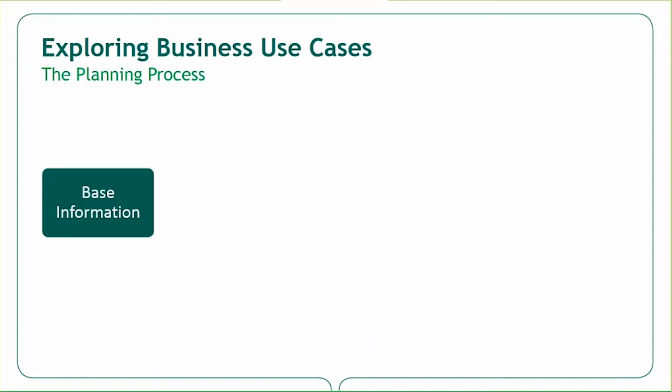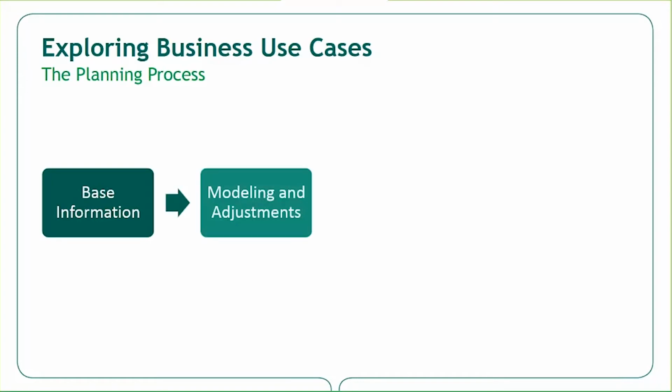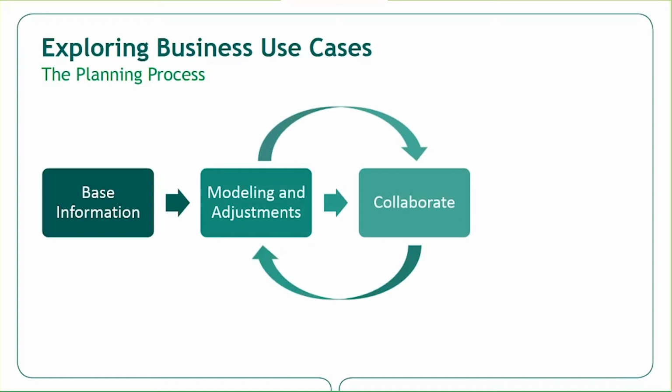So in general, all planning processes begin with base information such as actual sales, anticipated premiums, or operation targets. And then the base data is manipulated to incorporate business logic, either through statistical models or manual adjustments, to create more robust forecasts. As that information is modeled, it's often shared within teams for feedback and collaborative review, which is iterated upon and fed back into the models and adjustments.